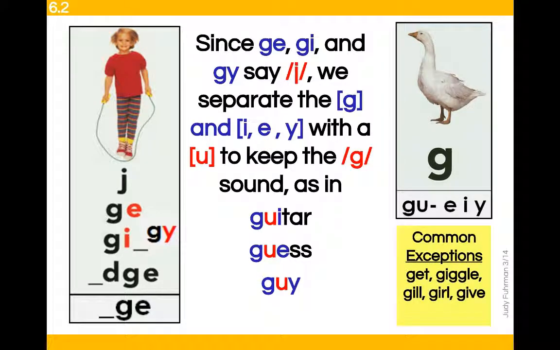Common exceptions: as with many rules in the English language, we have some exceptions. The exceptions for this one are get, giggle, gill, girl, and give. And again, this just comes from lots of reading and understanding what makes sense. If you say the word and it doesn't make sense, then it's probably not a word. This concludes Week 6, Lesson 2, Bootcamp.